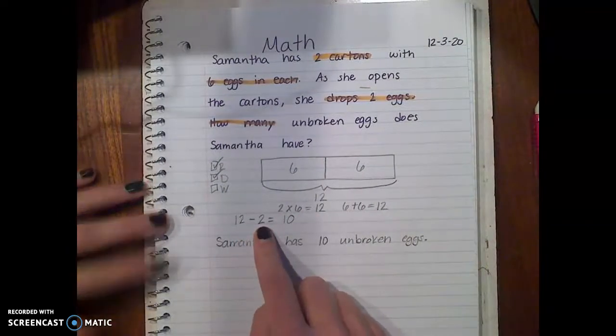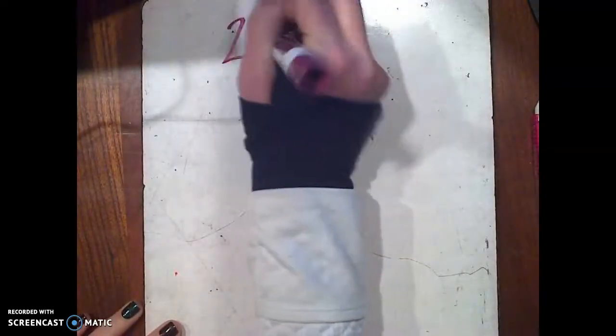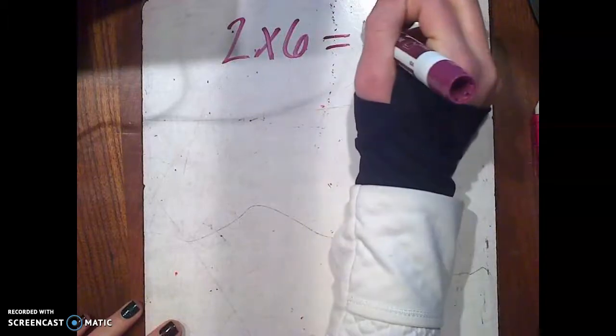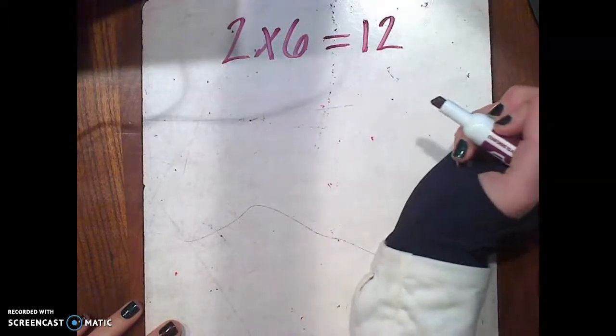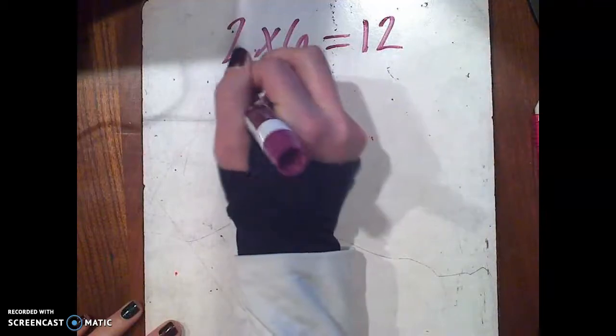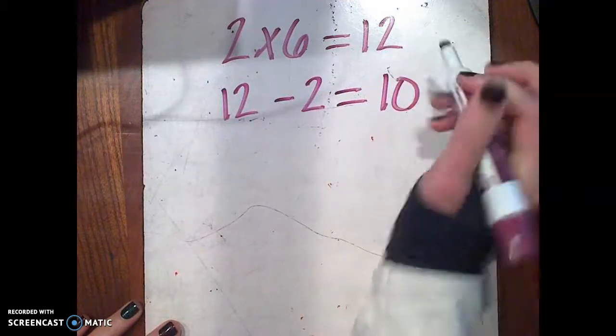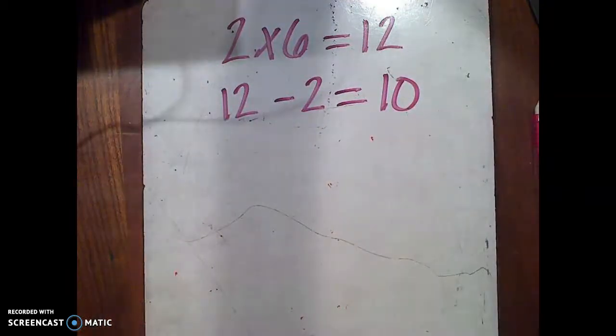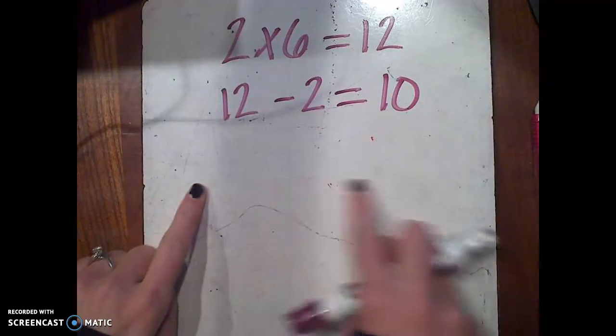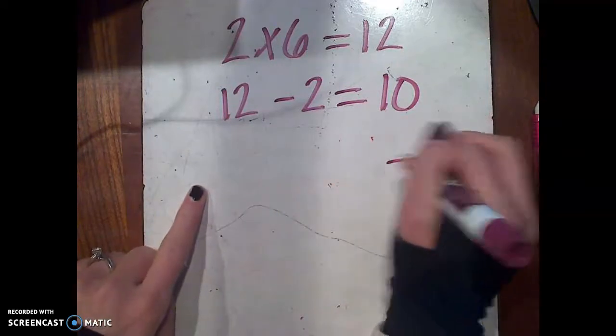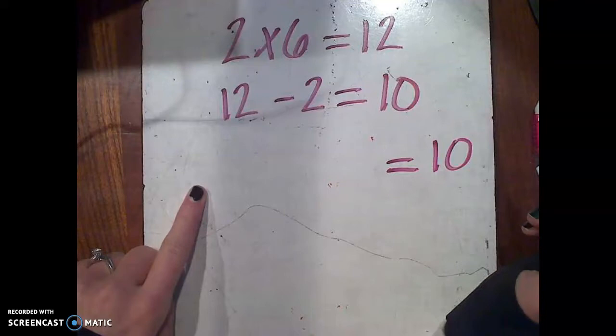I am going to use parentheses to help make this make a little more sense. So right here, I had 2 times 6, and that equaled 12. I also had 12 minus 2 equals 10. Now, I can use parentheses to make this just be one equation with my answer still being 10. Let's figure out how to do that together.